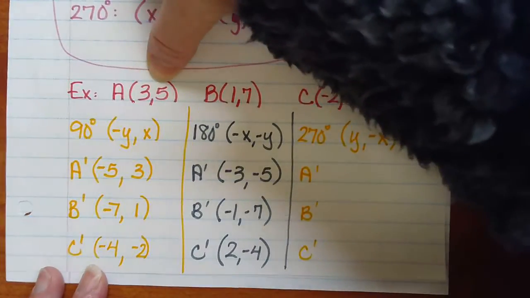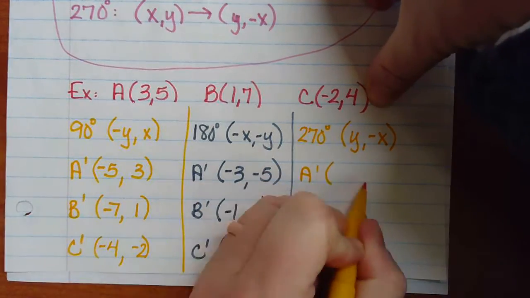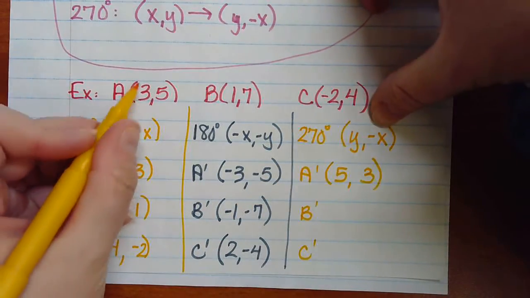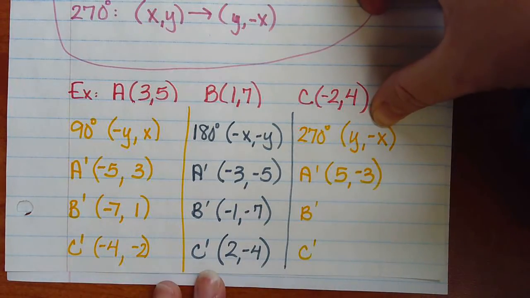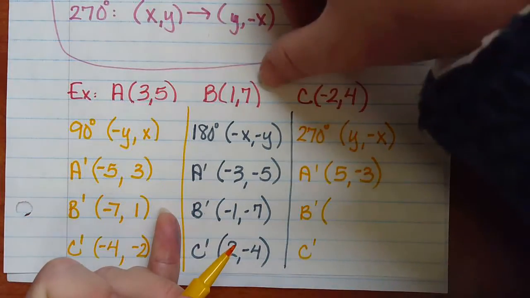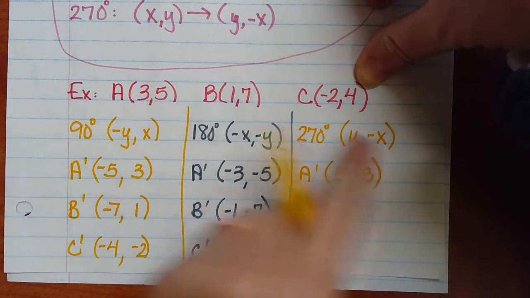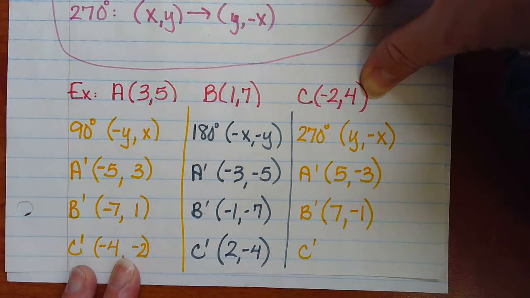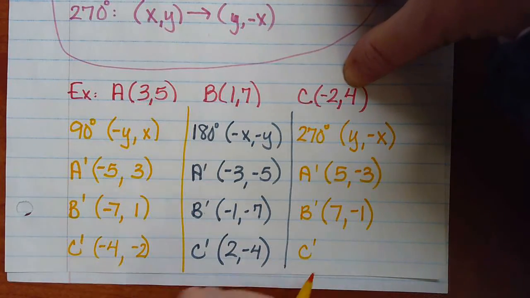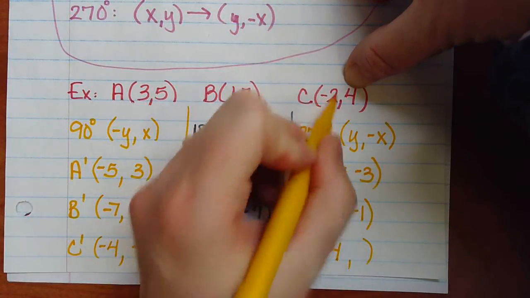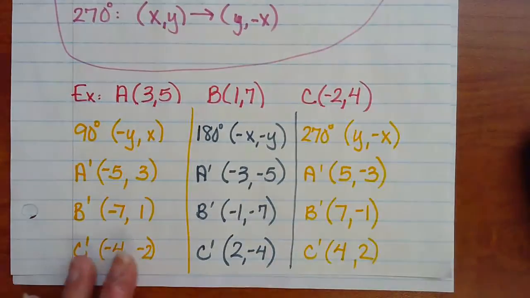So we have 3, 5. So I flip-flop the spots and it becomes 5, 3. But whatever the X value was, I change the sign. So that becomes negative 3. 1, 7. The 7 comes first, and then I do have to change the value of the X. So it becomes negative 1. And then for C prime, flip-flop the spots. So 4 comes first. I have to change the sign here, so that does become a positive 2.